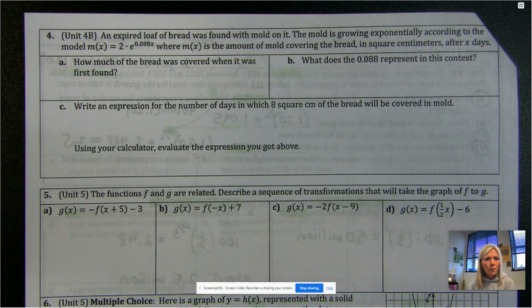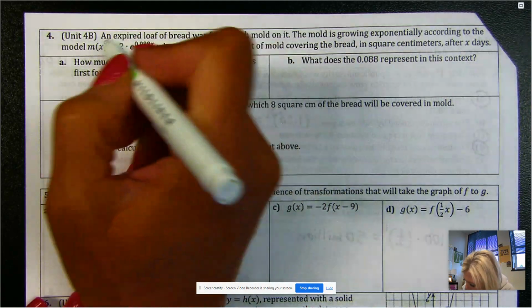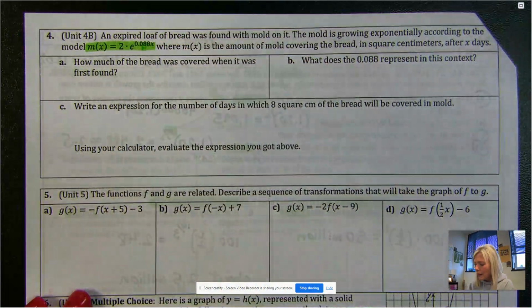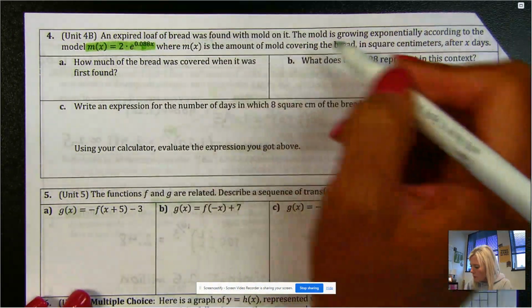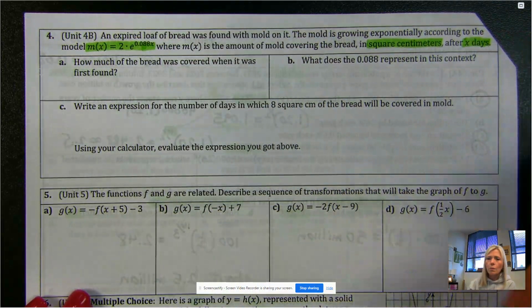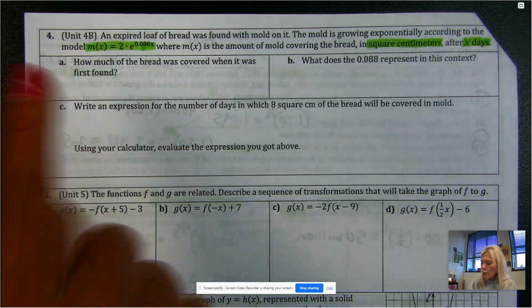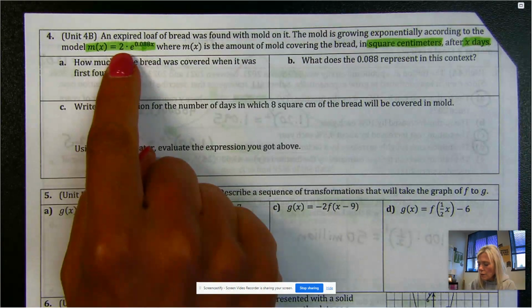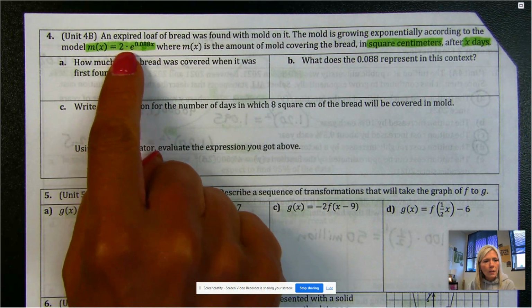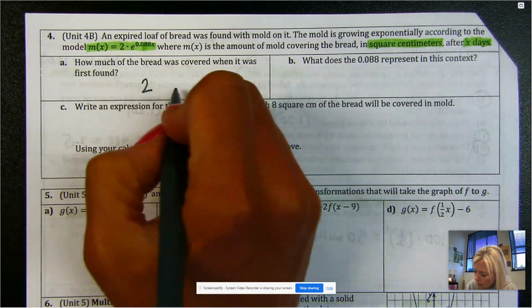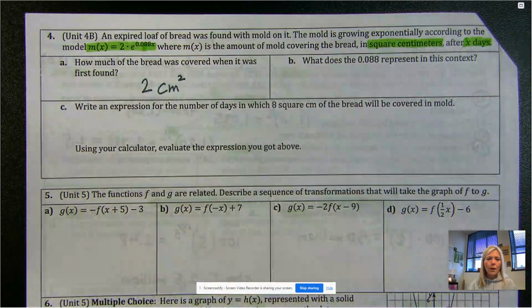Okay, so a few things we need to know: we've got this equation, M of x equals 2 times e to the 0.088x, the amount of mold covering the bread in square centimeters after x days. So x represents the number of days. So question A, how much of the bread was covered when it was first found? And so this number before the base and exponent means the initial amount. So the initial amount is 2, and the measurements are in square centimeters. So when it was first found, there were 2 square centimeters of the bread covered in mold.